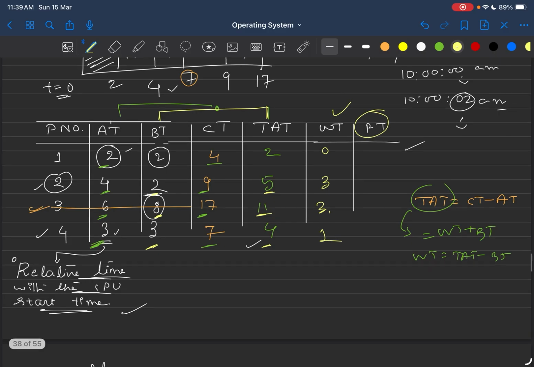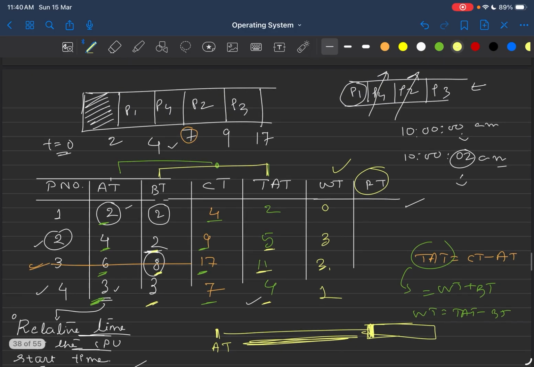So response time is the time duration between the time when your process has arrived, the arrival time, and the time when your process is first scheduled. At this time your process is scheduled for the first time, and this is the arrival time. So this is the response time. When this process P1 has arrived at time t equal to 2, let me change the color again. At time t equal to 2, your process 1 has arrived. When it is scheduled for the first time at t equal to 2, so response time is 0.